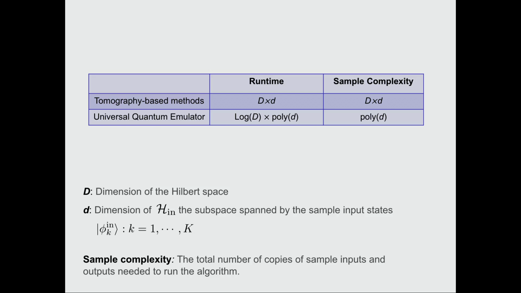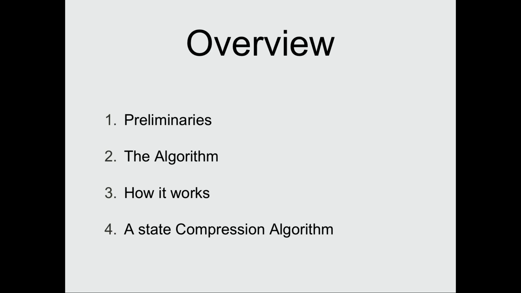On the other hand, in the algorithm that I introduce in this talk, the universal quantum emulator, the runtime is logarithmic in the dimension of the entire Hilbert space and polynomial in the dimension of this relevant subspace. And the sample complexity is completely independent of the dimension of the Hilbert space. It's just polynomial in the dimension of this relevant subspace. So you see that if the dimension of this relevant subspace is finite or is logarithmic in the dimension of the entire Hilbert space, this is an exponential improvement over the naive method. In the rest of my talk, I'm going to explain how this algorithm works.